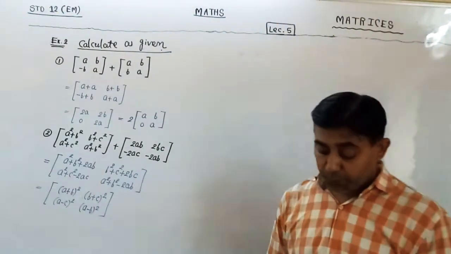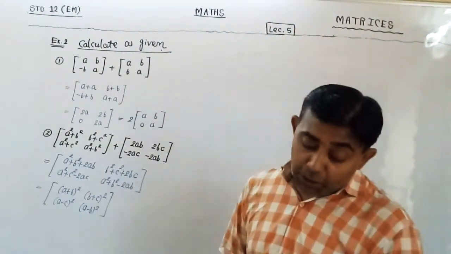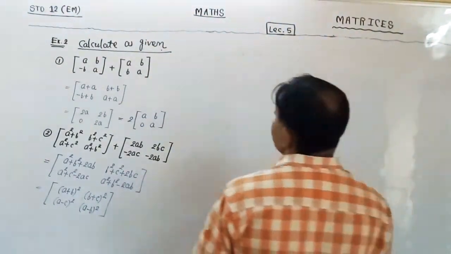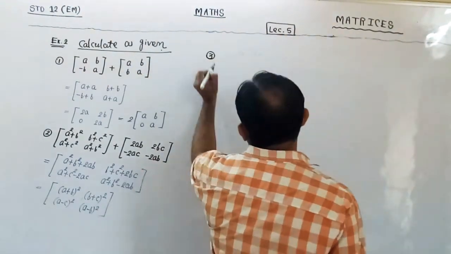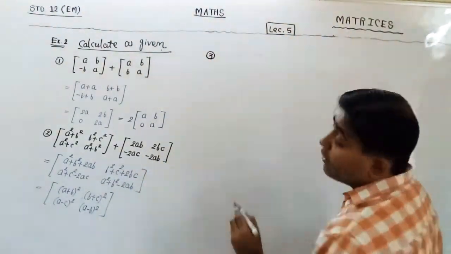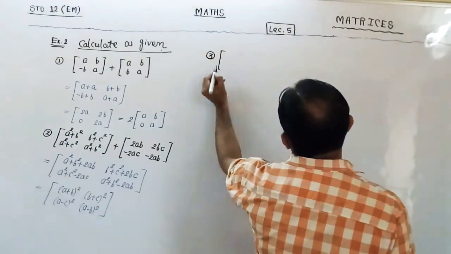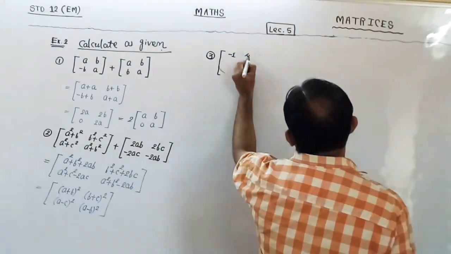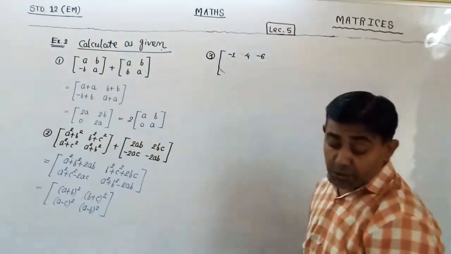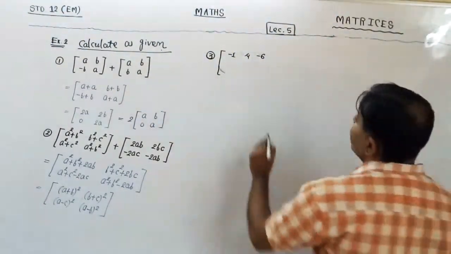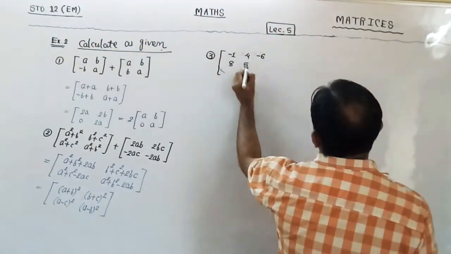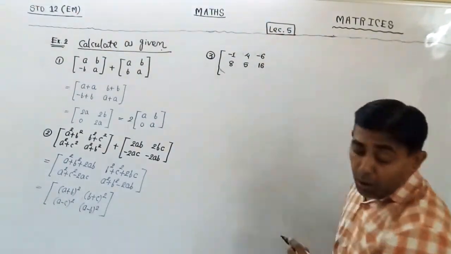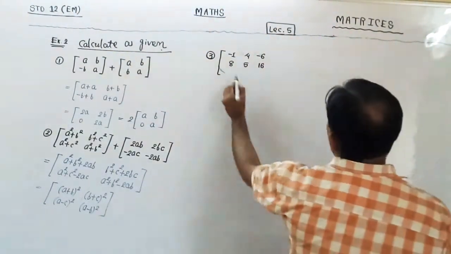It's very easy now. Now third question is this. Here we call it minus 1, 4, minus 6 as first column. Minus 1, 4, minus 6. Second row is 8, 5 and 16. And third row is 2, 8, 5.